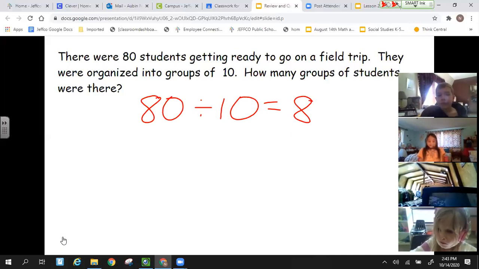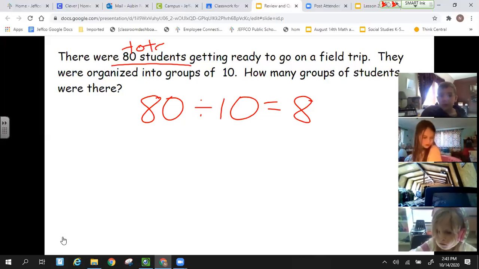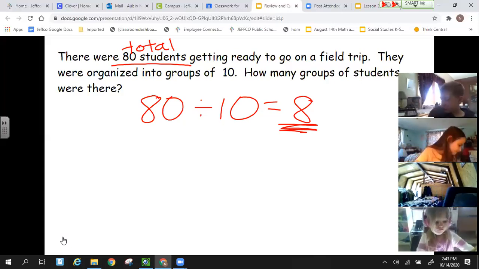Because you already know the total. Not the answer, but the total. Because you don't know the answer. This is our answer. Because it's asking how many groups of students were there. We already know how many students there are, but how many groups?